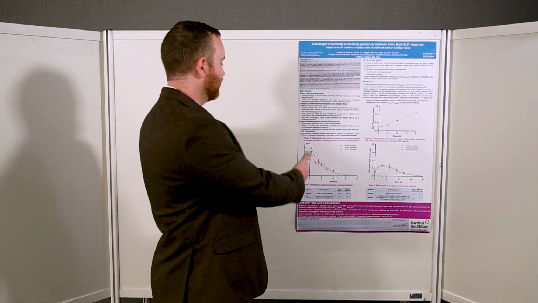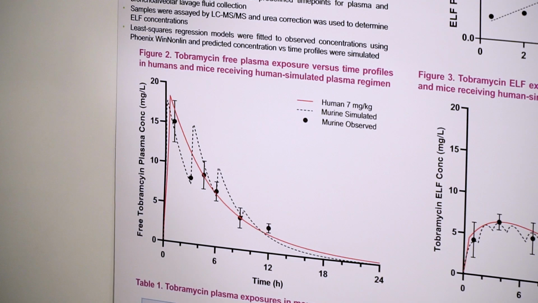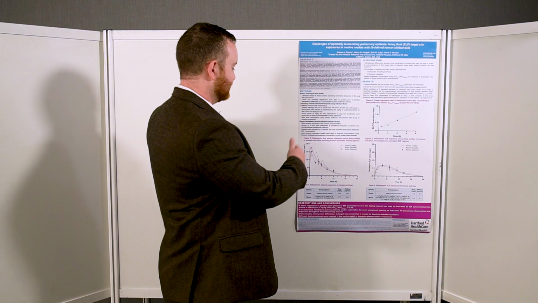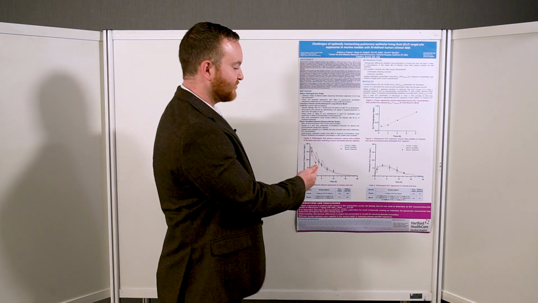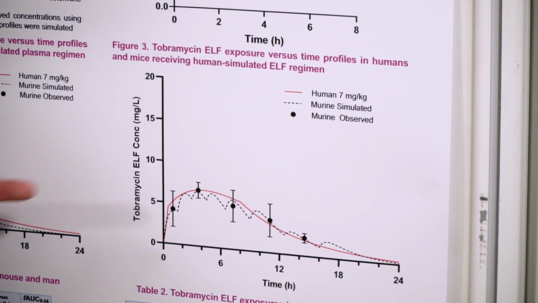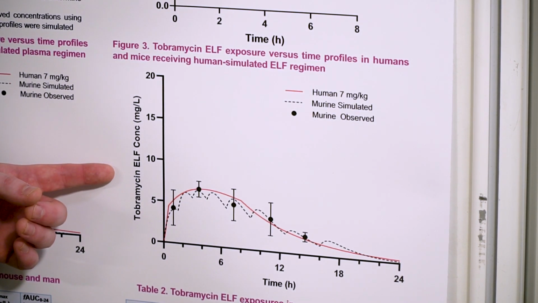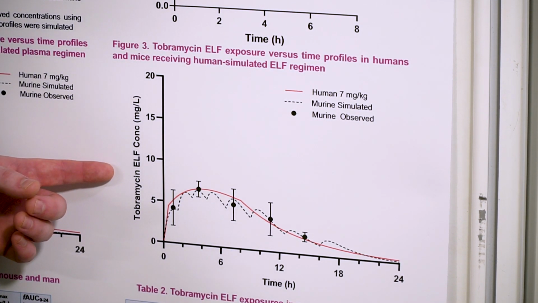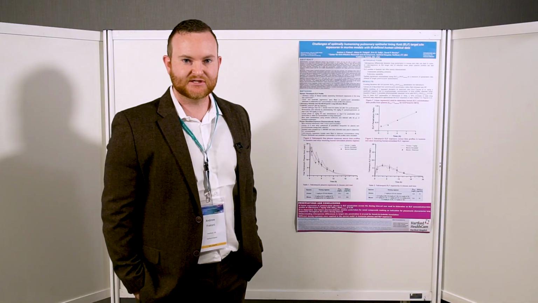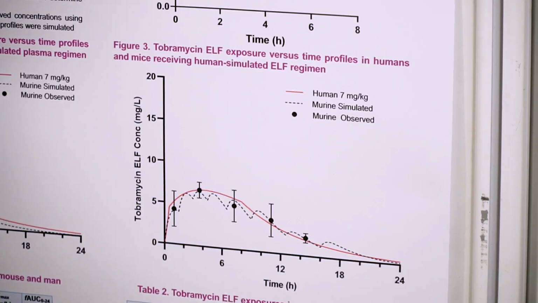However, in doing that, the ELF profile of the plasma HSR was not representative of this red line here. So what we had to do was make multiple adjustments to the plasma HSR, or human simulated regimen, so that we could approximate the ELF regimen in mice.